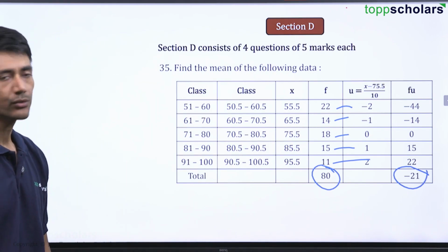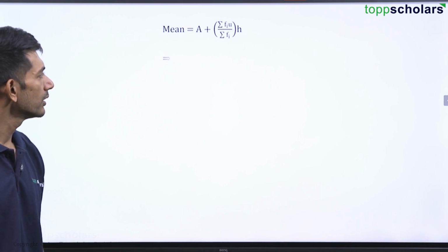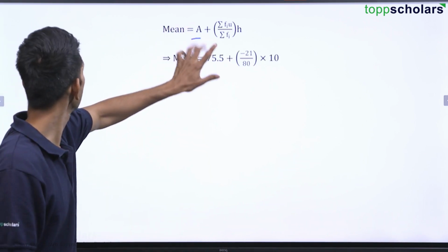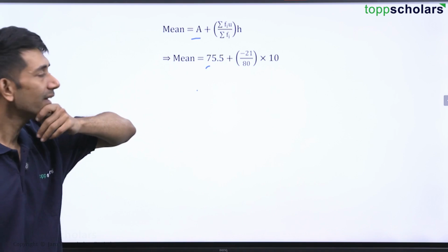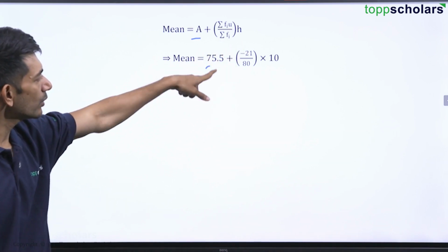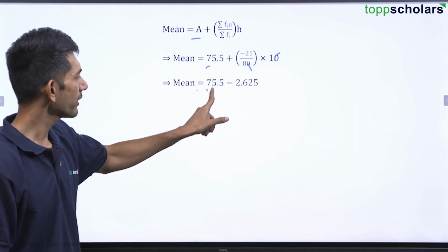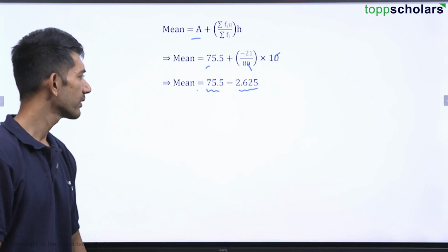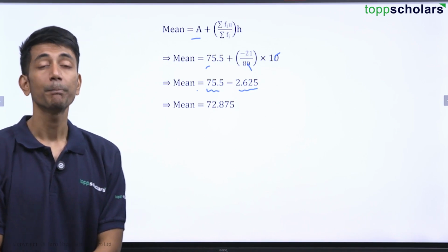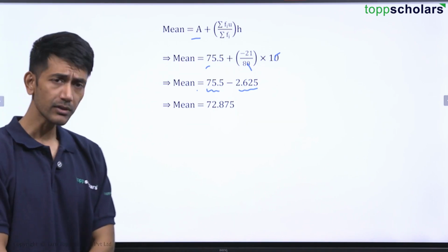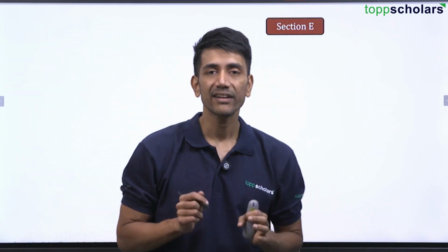Use the formula for mean using the step deviation method. So mean is a plus summation fi ui by summation fi, into h. That is 75.5. See, a is the assumed mean 75.5, plus summation fi ui is minus 21, summation fi is 80, into 10. This gets cancelled. You get minus 21 by 8. That is 75.5 minus 2.625. Once you subtract this, you get 72.875 as the mean. The value of the mean is 72.875. Clear?